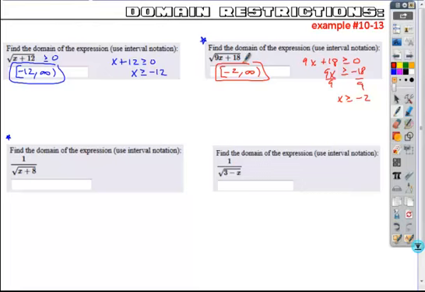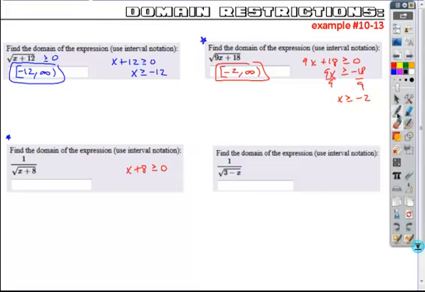All right, now I'm going to talk through this bottom row, the bottom left one first. What you see here is a combination of two different restriction types. You have the even index radical, so what we do know is the x plus 8 has to be greater than or equal to 0. It can never be negative. But it's also in the denominator, and if it's in the denominator of a fraction, it can never actually equal 0 either.